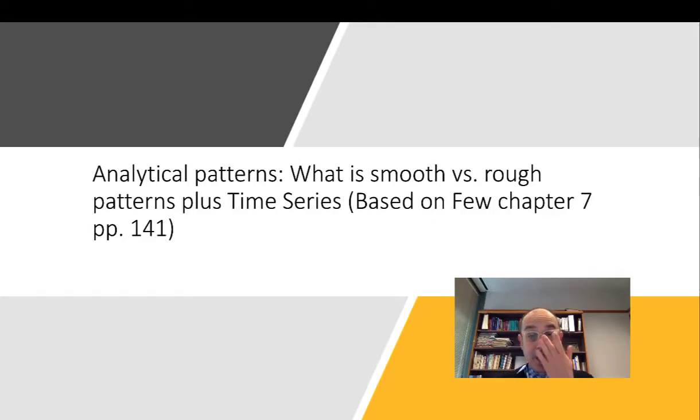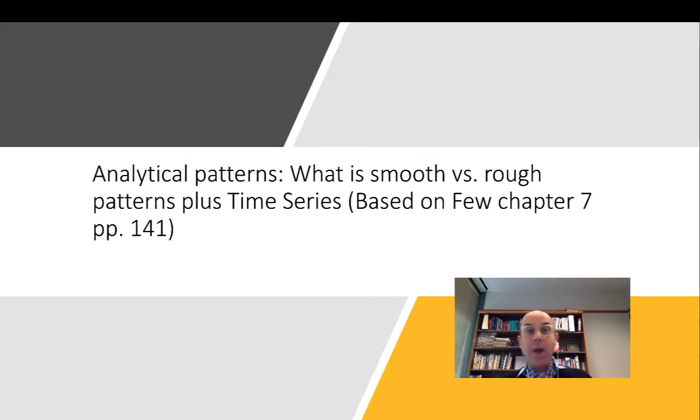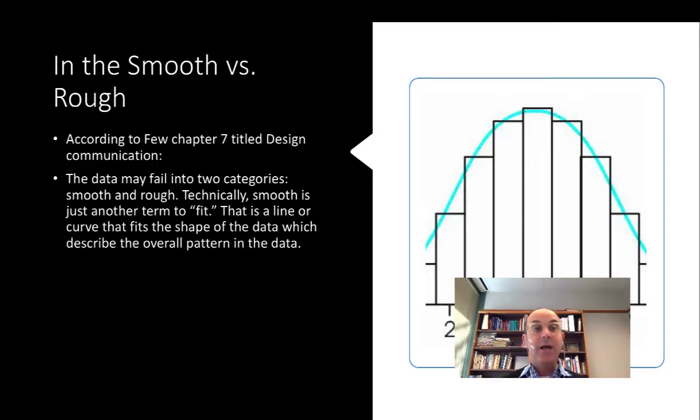So, in order for me to continue, I would like to start with the idea of time series. What is time series? The idea here is that time series captures time. We are collecting data over time, we record the data based on time, and it's based on chapter 7 in our textbook. So, our visual vocabulary consists of points, lines, coordinate system, numbers, symbols, words, and colors. And again, this is part of our way to do that.